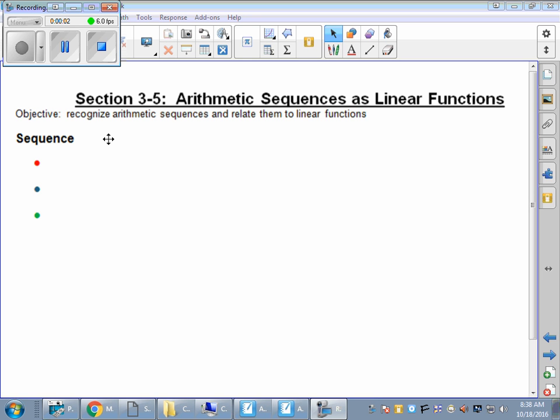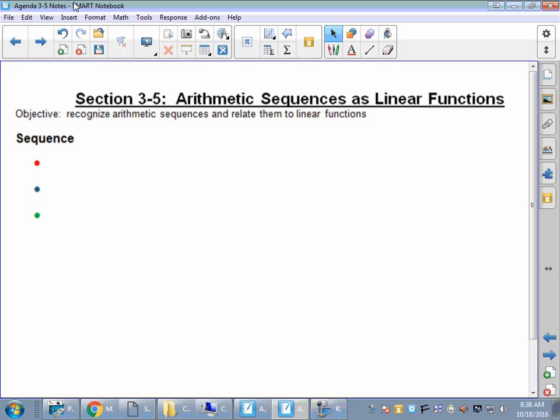Hi there. Welcome to section 3.5, arithmetic sequences as linear functions. What this means in regular terms is that I'm going to give you a sequence of numbers, like a pattern. You're going to figure out that pattern, and then you're going to be able to write a linear equation that matches that pattern. So first of all, let's talk about a sequence.